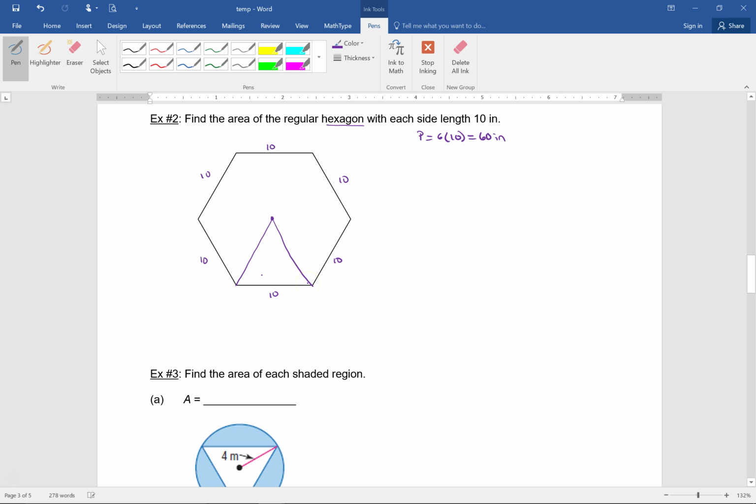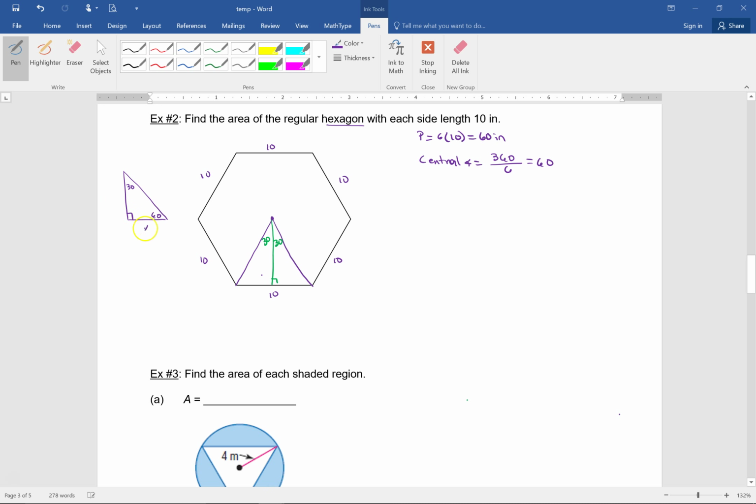I draw one central angle. How much is the central angle? 360 over 6 is 60. Now, when I draw my apothem here, how much is each of these angles? 30 and 30. Now, what do I have? What kind of triangle do I have? 30, 60, 90. They're going to be everywhere. So look, now I've got a 30, 60, 90.